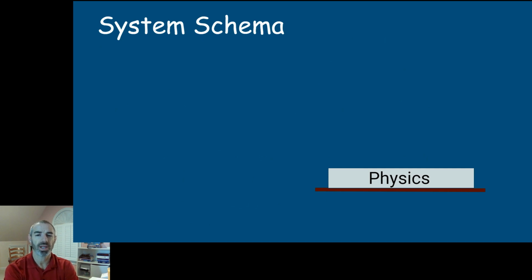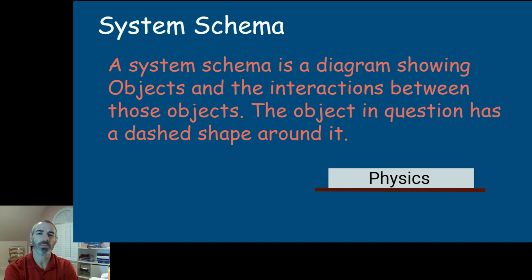A system schema is a collection of objects that have symbols drawn between them to represent interactions or forces. And we draw a dashed shape around the object we're going to draw a force diagram or free body diagram for. So let's look at this physics book sitting on a table. We've got the table, the earth, and the book, and we're going to draw our dashed shape around the book. Now we're only going to draw the interactions that act on the book. We know that the earth interacts with the book and the table interacts with the book.